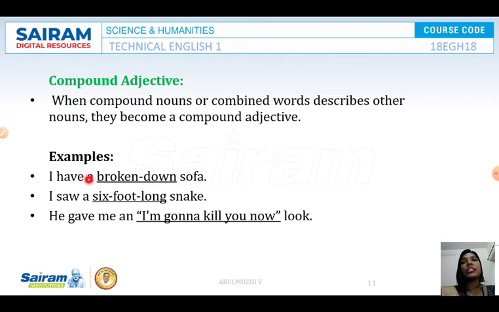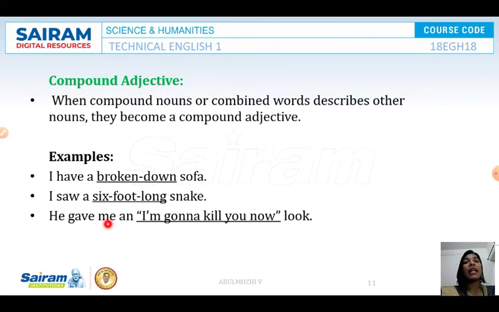I have a broken down sofa. Sofa is a noun. When this sofa is described by this group of two words, broken down, it becomes a compound adjective. I saw a 6 foot long snake. Snake is obviously a noun. When the snake is described by 6 foot long, it becomes a compound adjective.